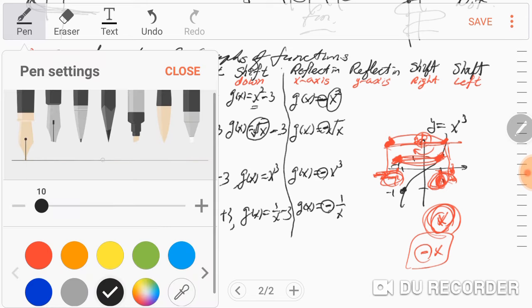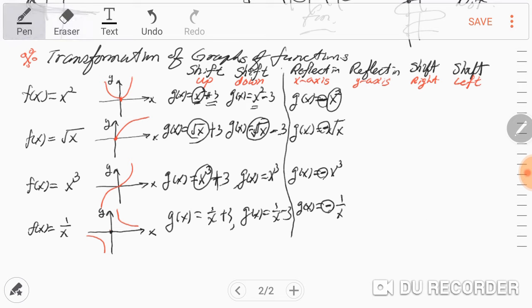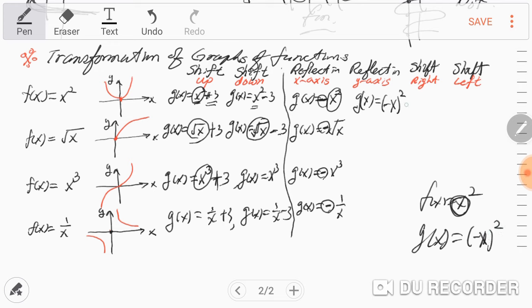So let me write the function. When you reflect a graph across the y-axis, the new function g of x will be, the input x will be changed to negative x. So f of x is equal to x squared. Then the new function g of x is what? Change this x with negative x. So that is equal to, if you simplify this, x squared.